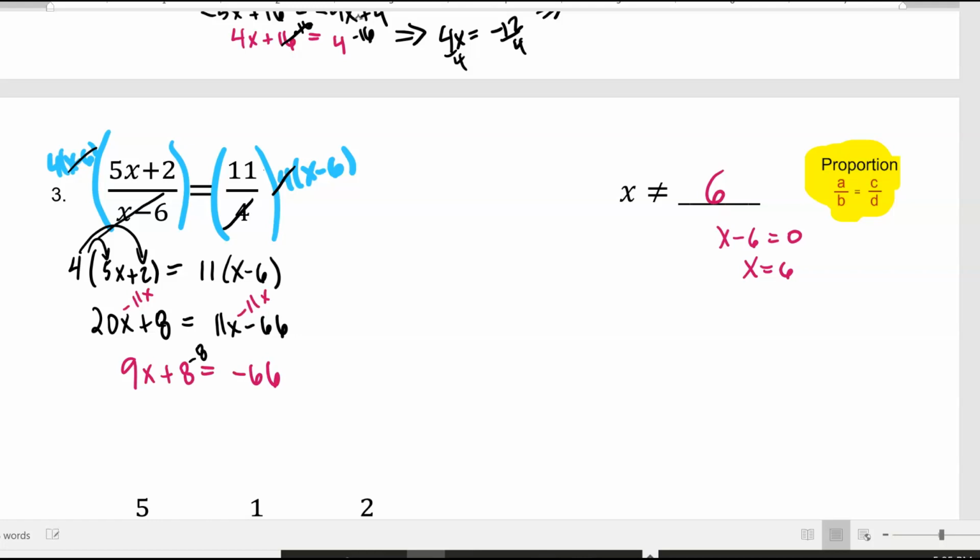We subtract 8 from both sides. And then we divide by 9 to get x equals negative 74 over 9. Interesting. All right, I don't think we can reduce that in any way. And it's not 6, obviously. So we move on to the next problem.